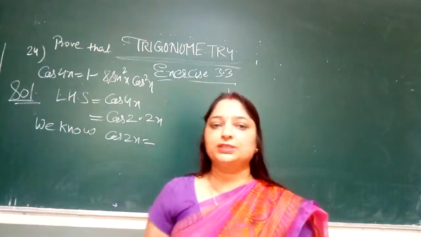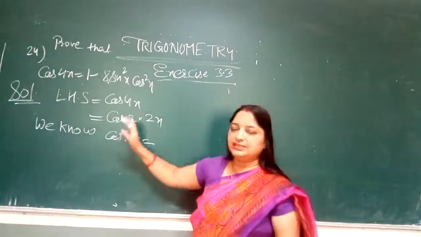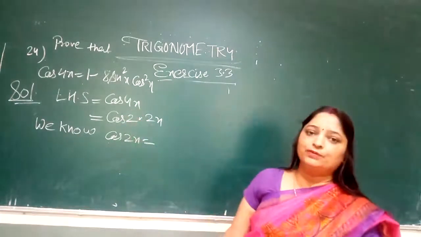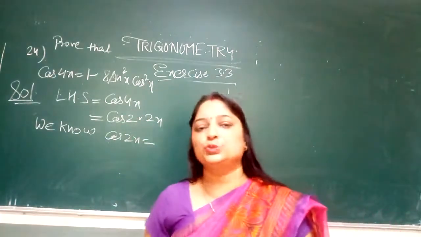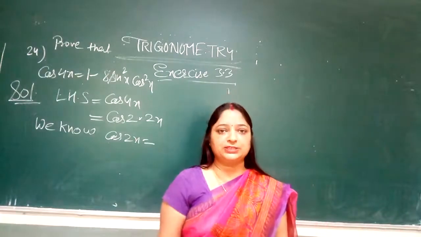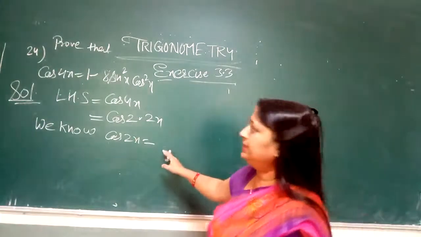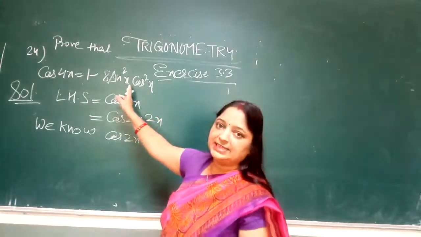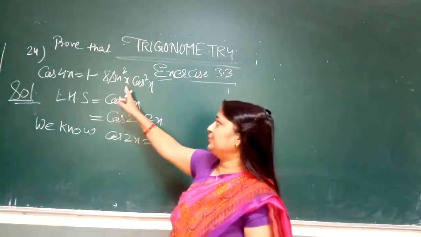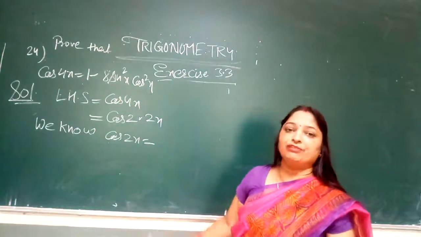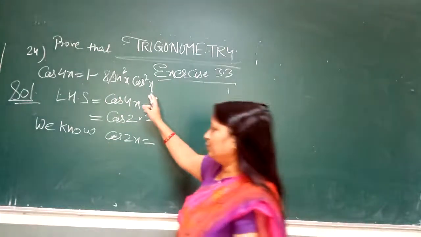Third is cos square x minus 1. In this way we can write the fourth question. One is cos 2x equal to (1 minus tan square x) upon (1 plus tan square x). So which formula can we apply here? You have to see this right hand side. In the right hand side you have to take sin square x, 1 minus sin square x into cos square x.